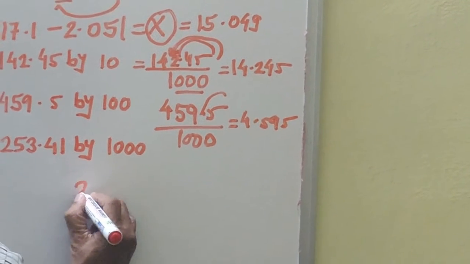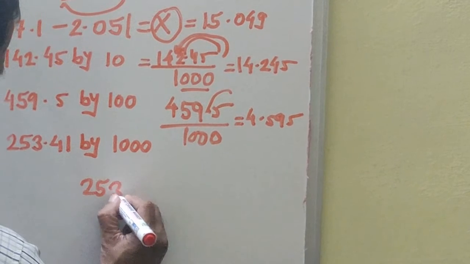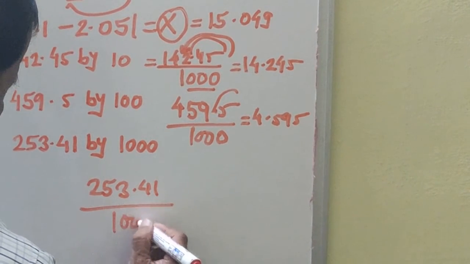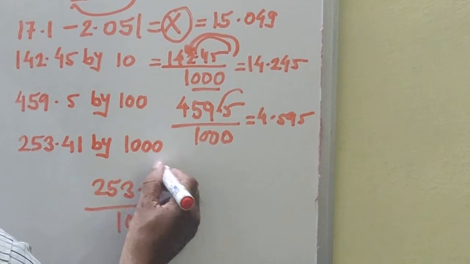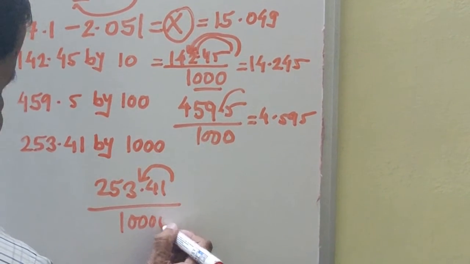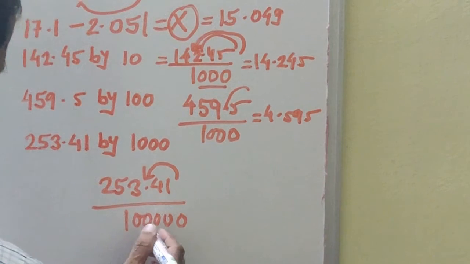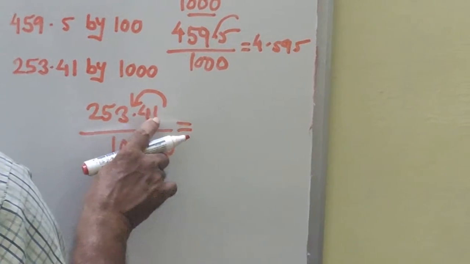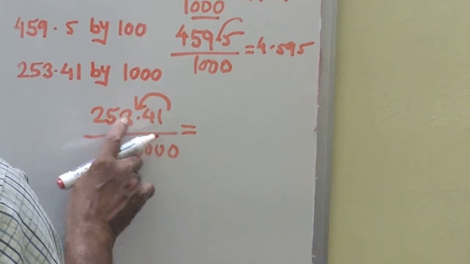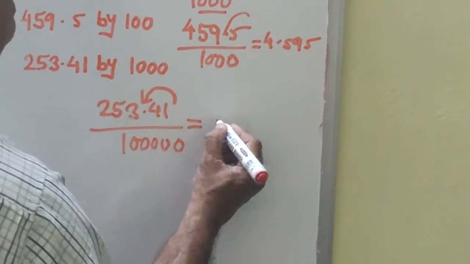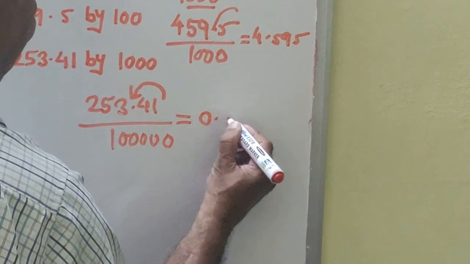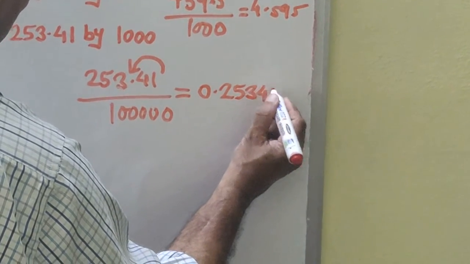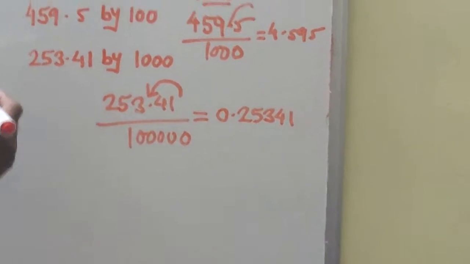Now the last problem is 253.41 upon 1000 is already given. Okay, now for removing this I must put here 2 zeros. How many zeros are there? 5 zeros. Means I want to put the decimal after 5 places. 1, 2, 3, 4, 5. Means decimal will come here. So I will write down here 0.25341.